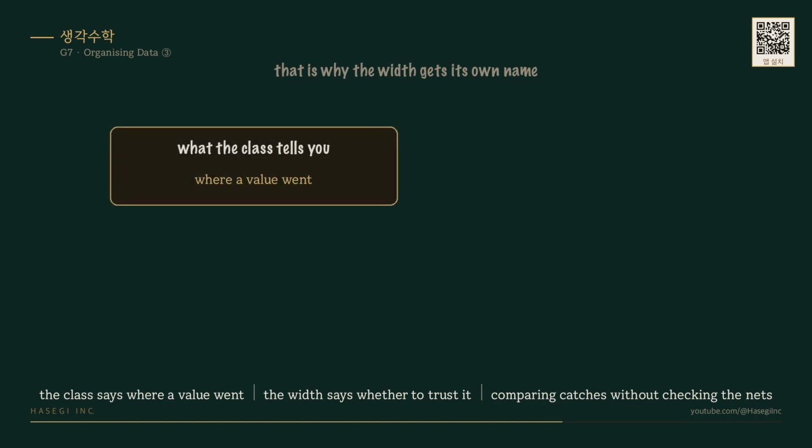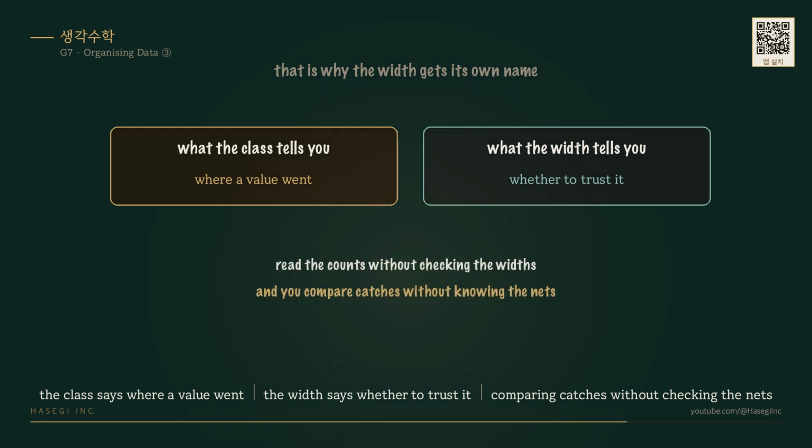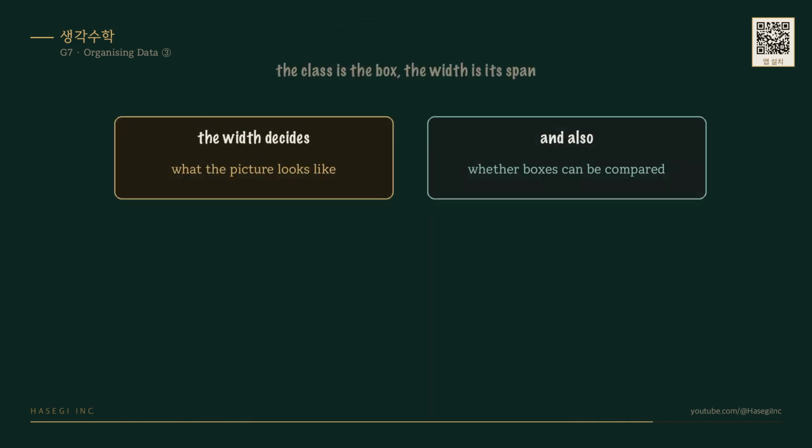The class tells you where a value is put, and the class width tells you whether you can trust what the box says. Read the frequencies without checking the width, and you are comparing catches without asking how big the nets were. So, the class is the box, and the class width is how wide it is. The width decides what the picture looks like, and equal widths are what make the boxes comparable.